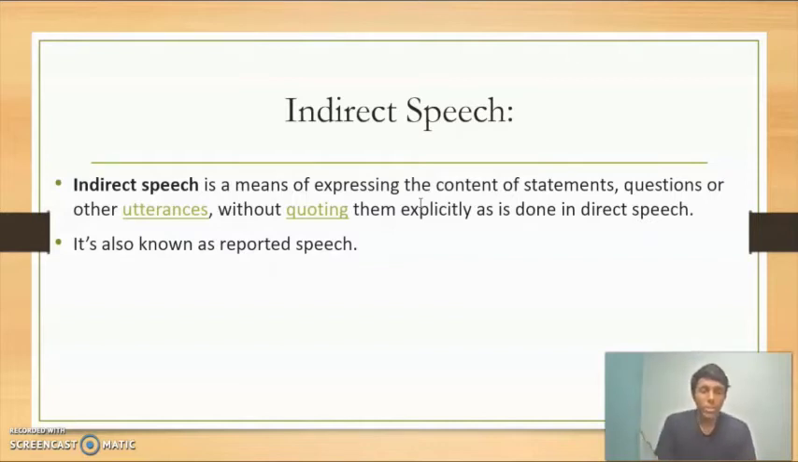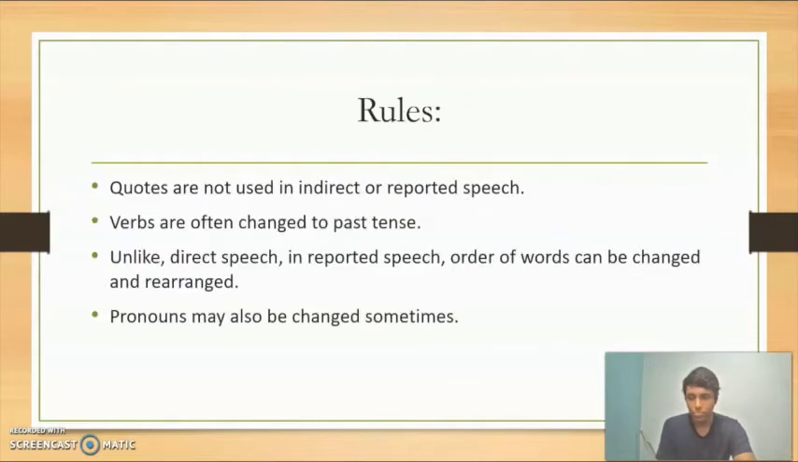And one thing that you need to know about indirect speech is that it's also known as reported speech. That's something that you should remember, so that just in case somebody mentions the term reported speech, you don't get confused. It's the exact same thing as indirect speech. It's the same thing, just different names. So now let's look at some rules.